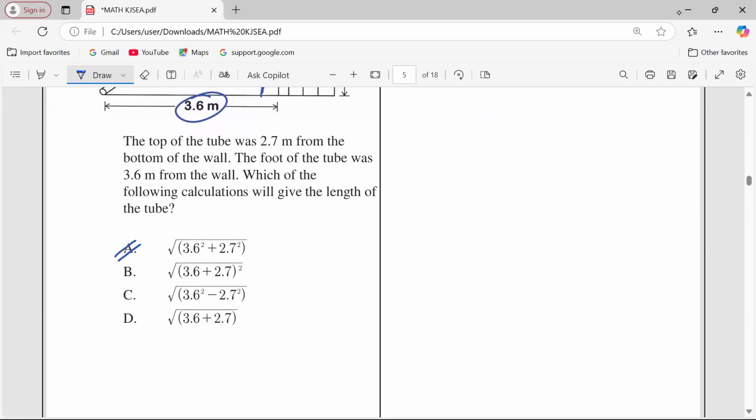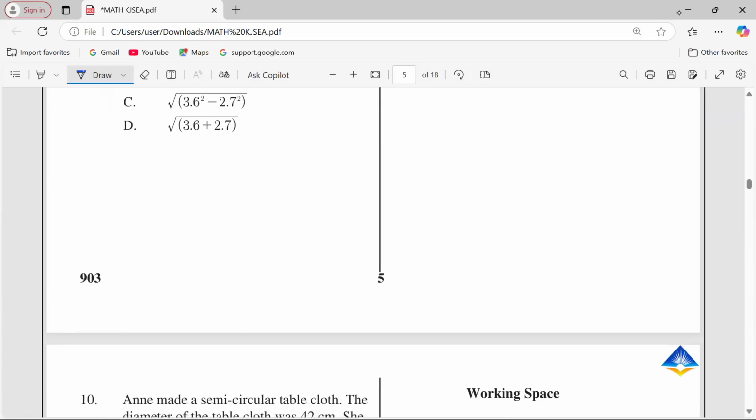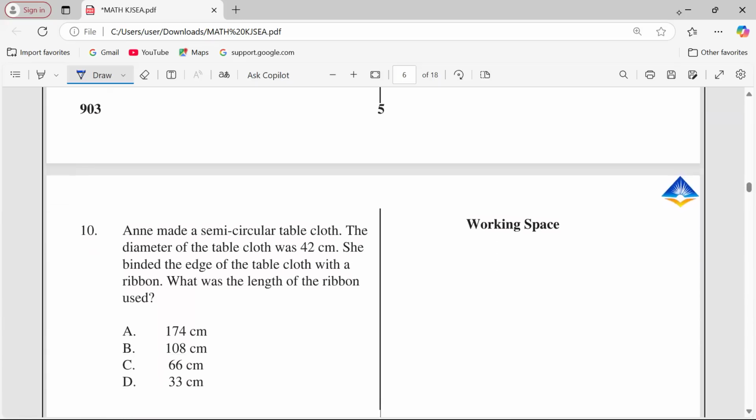A to be the most appropriate, because you can see in B, they have added, then now they are squaring, which is wrong. That is not Pythagoras theorem. You can see in C, they have squared very well, but they are subtracting, which is wrong. Then in D, they have not even squared anything. So A becomes the most appropriate choice in this case.